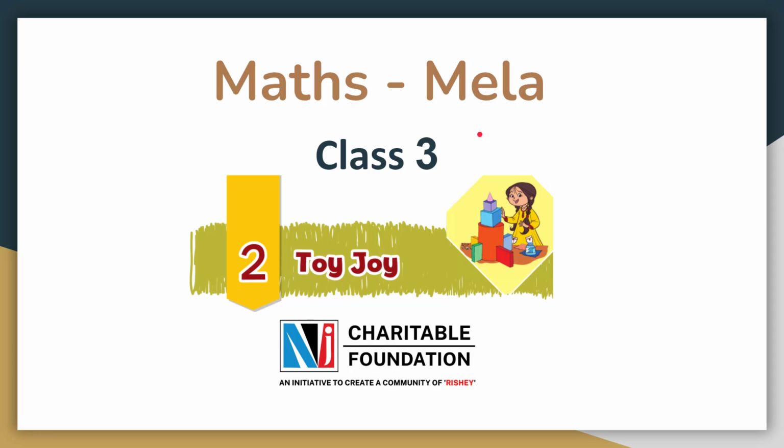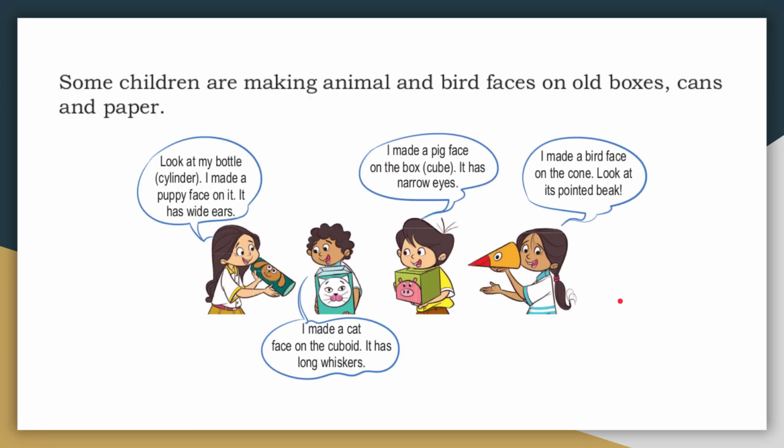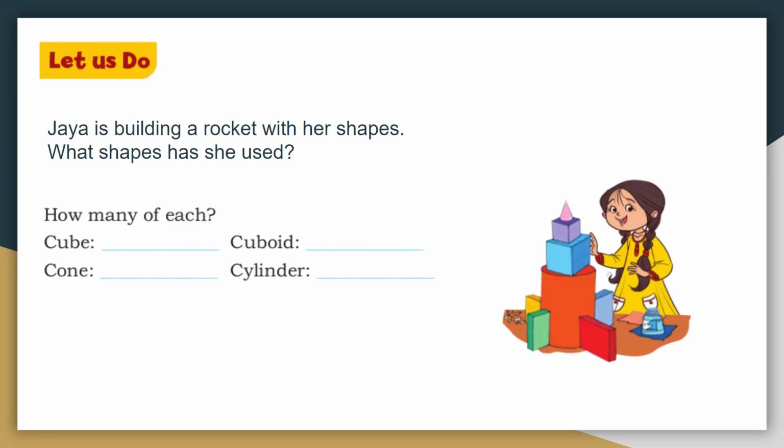We are learning Maths Mela of Class 3, Chapter 2, Toy Joy. Friends, in the previous video, we used different shapes, objects like cylinder, cube, cuboid, and we created different faces of different animals on those shapes. We also learned to create different objects, buildings using different shapes.